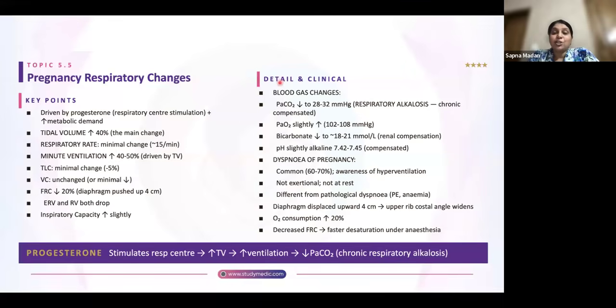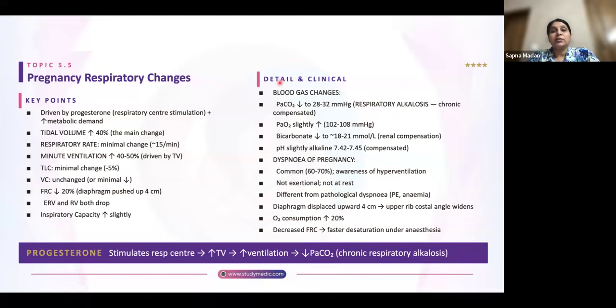Well, about the blood gas changes, the PCO2 is reduced to around 28 to 32 millimeters of mercury. So pregnancy is in a state of compensated respiratory alkalosis. Okay, that is a normal state in pregnancy. The CO2 levels are lower than in a normal ABG analysis. It is around 28 to 32 millimeters of mercury.